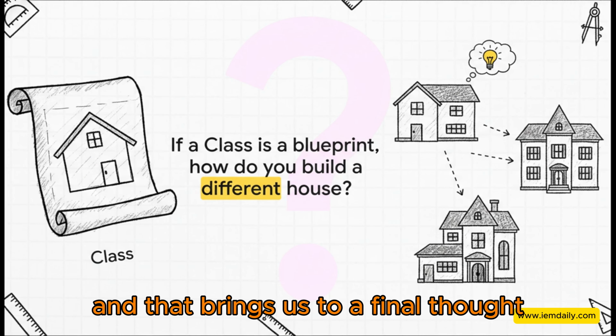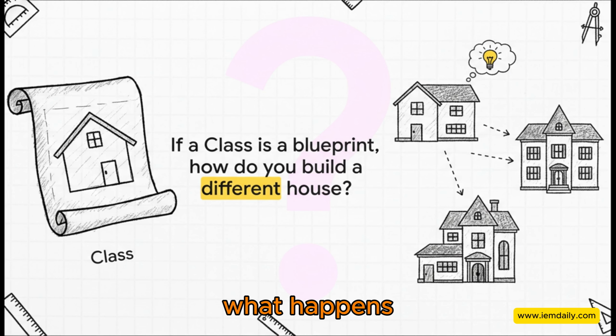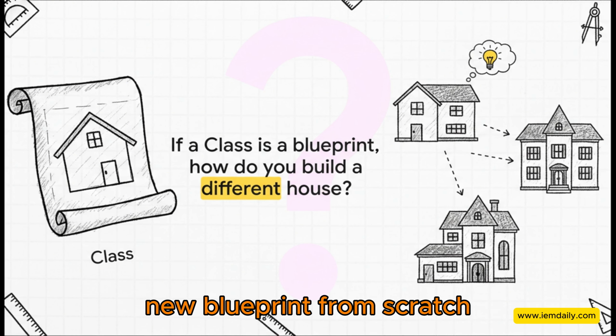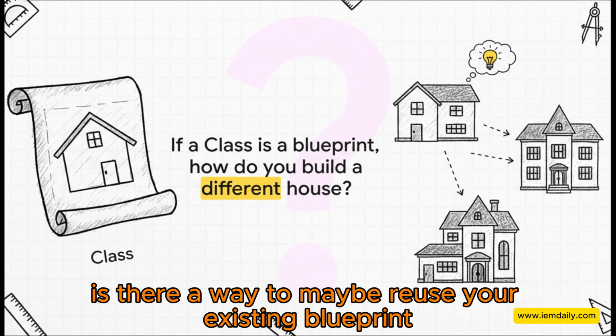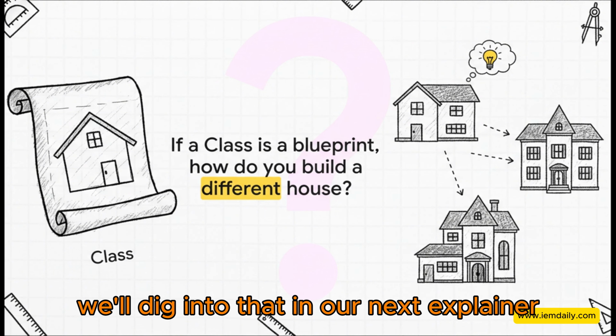And that brings us to a final thought. If a class is the blueprint for a standard house, what happens when you decide you need to build a mansion? Do you have to draw up a brand new blueprint from scratch? Or is there a way to maybe reuse your existing blueprint and just build on top of it? We'll dig into that in our next explainer on inheritance.